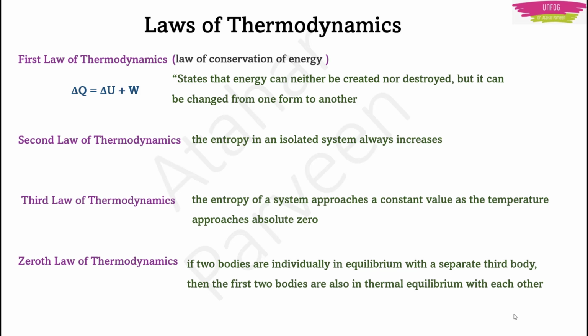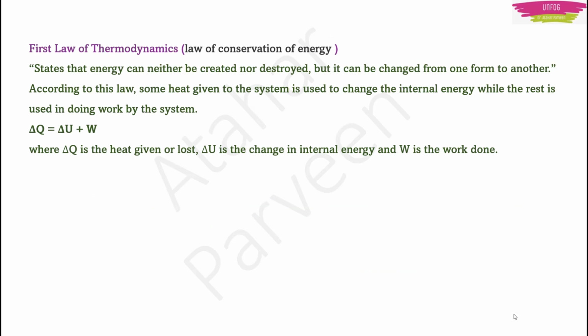Now let's talk about these laws one by one with more description. First law of thermodynamics, as I told you, is the law of conservation of energy, and it states that energy can neither be created nor be destroyed, but it can be changed from one form to another. According to this law, some heat given to the system is used to change the internal energy, while the rest of the energy is used in doing work by the system. Here delta Q is the heat given or lost by the body, delta U is the change in internal energy, and W is the work done. Okay, this is a very important law. Delta Q is equal to delta U plus W. That's why I am talking about this two times. This is a very important thing. You have to note it down.